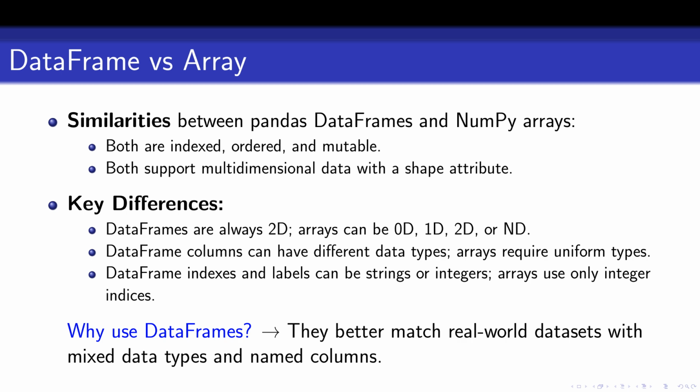Arrays require a uniform data type for all elements, whereas data frames allow each column to have its own data type, which is much more representative of real-world datasets. Additionally, arrays use only integer-based indexing, while data frames support both label-based and integer-based indexing. This means you can refer to columns and rows by name as well as position. Data frames are especially valuable when working with messy, mixed-type data, where column labels and descriptive indexes improve readability and functionality. For most data science tasks involving tabular data, data frames are the preferred structure.